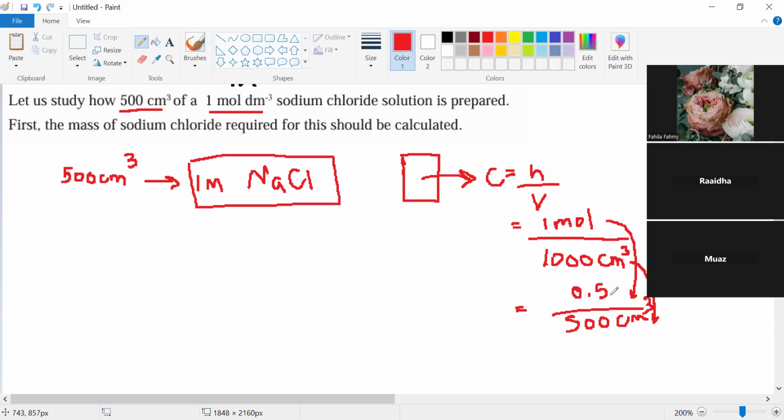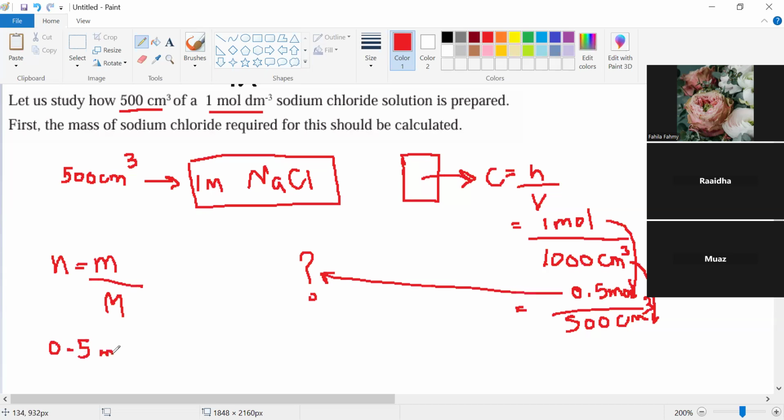Now the problem is, can you measure half a mole in the lab? No. What can you measure? Grams. You can measure only grams. So how do you get this 0.5 moles? For that you have this equation, n equals m over M, right? So you are supposed to find 0.5 mole is equal to how many grams?